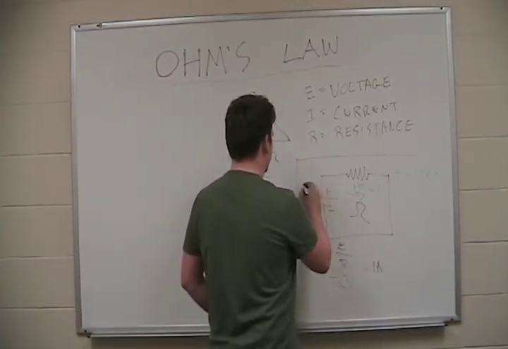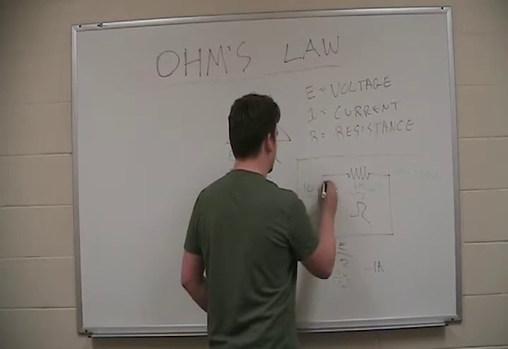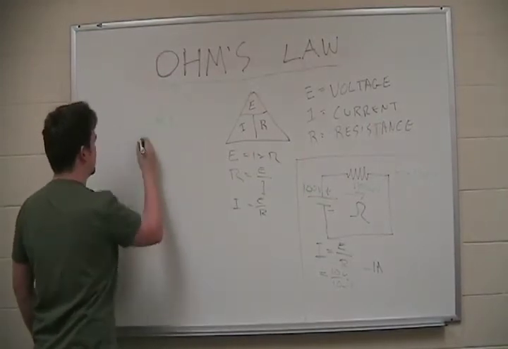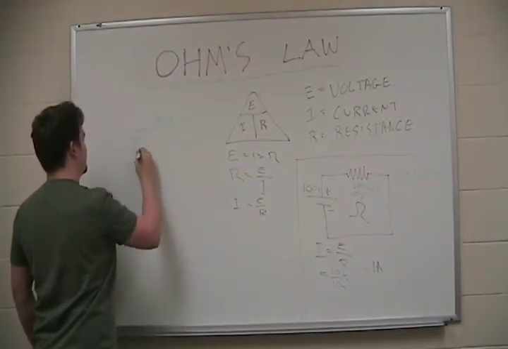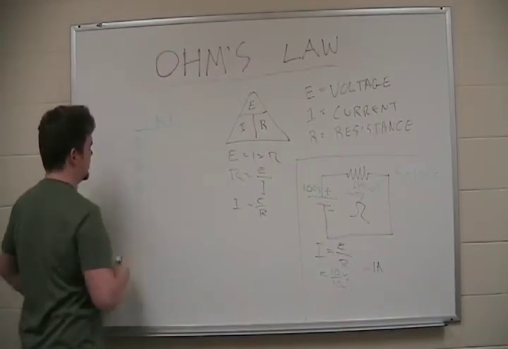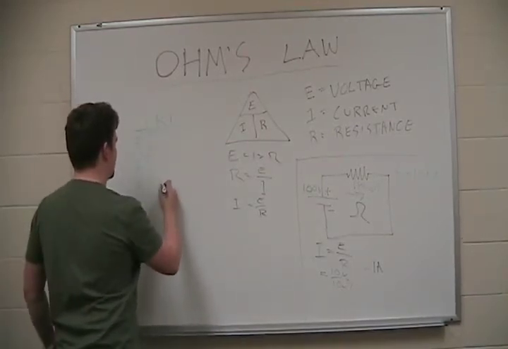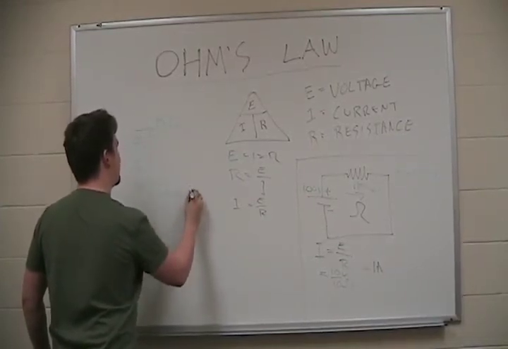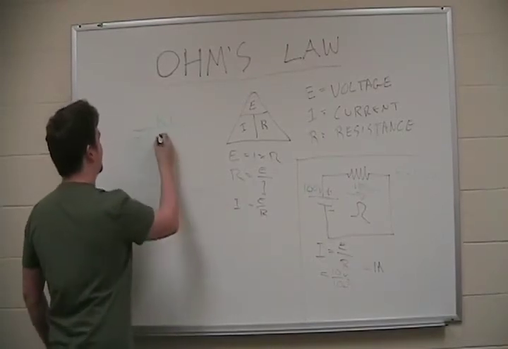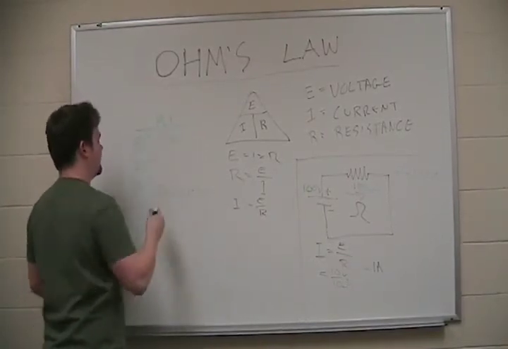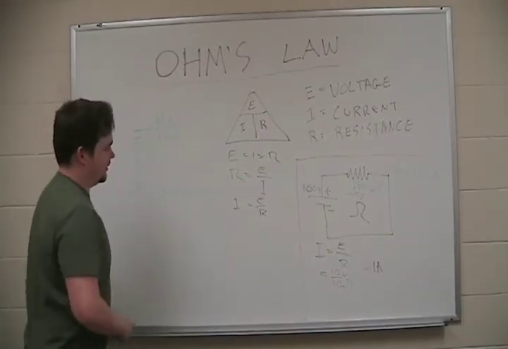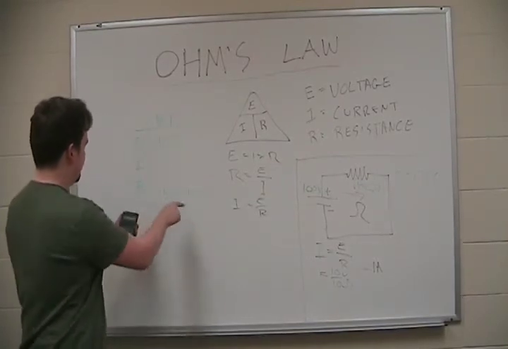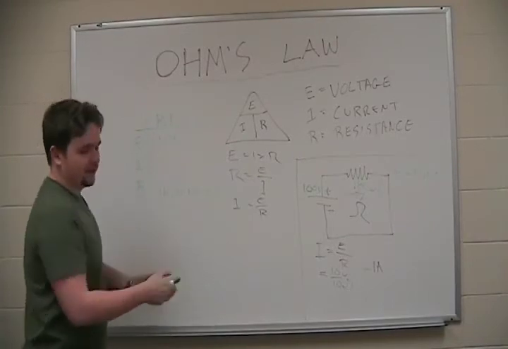Let's say we've got 100 volts. So let's make our table. R1, E, I, R. Let's fill in what we know. 1 kiloohm, which equals 1,000 ohms, and 100 volts. Bring out your trusty calculator and simple arithmetic. 100 divided by 1,000 equals 0.1.